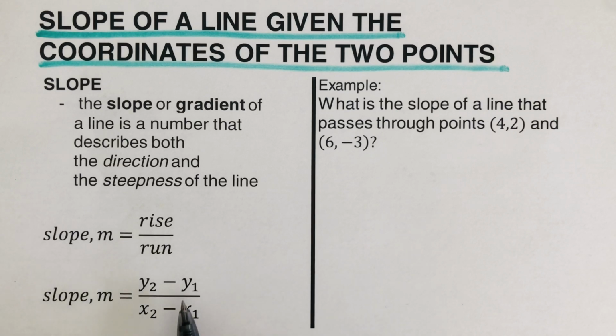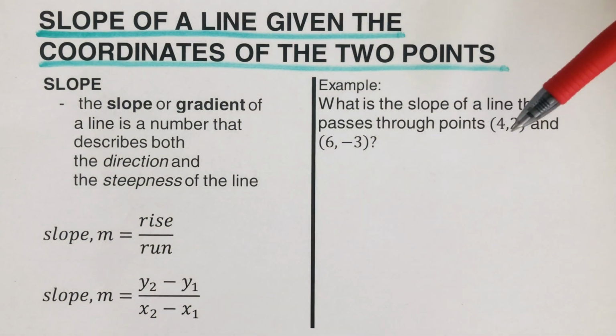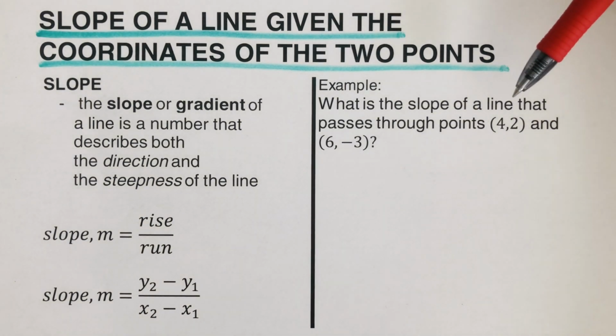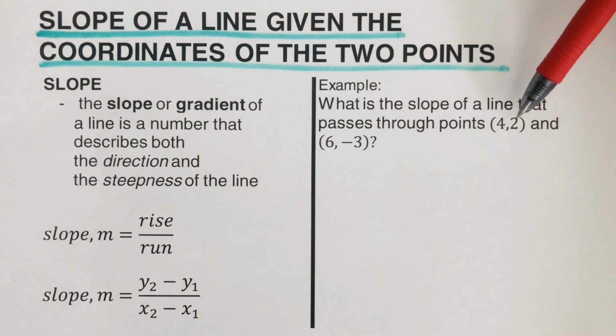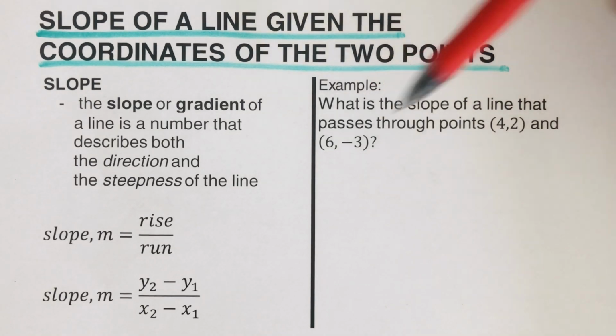Today we will be focusing on this equation: y sub 2 minus y sub 1 over x sub 2 minus x sub 1. Slope is represented by the letter m. Let's take this first example. What is the slope of a line that passes through the points (4, 2) and (6, -3)?